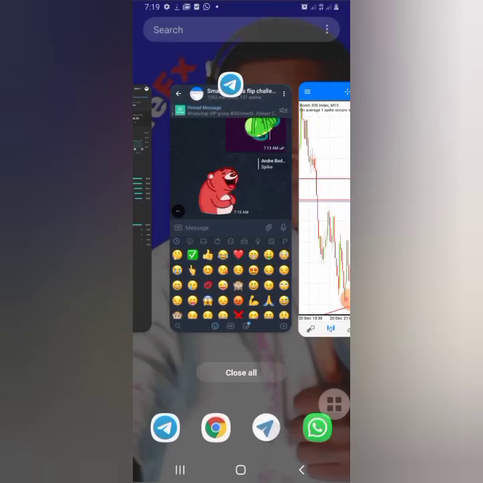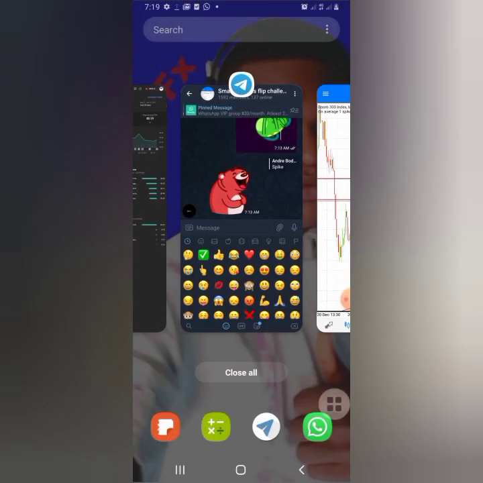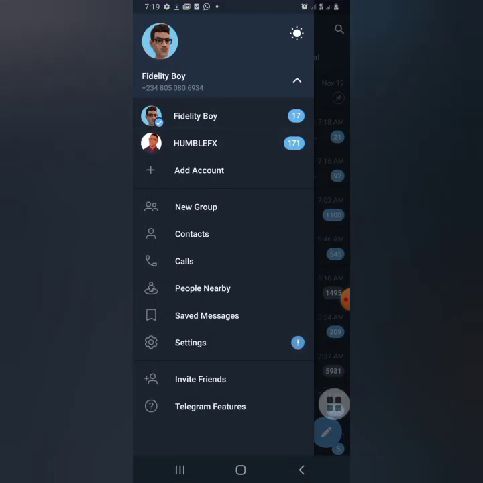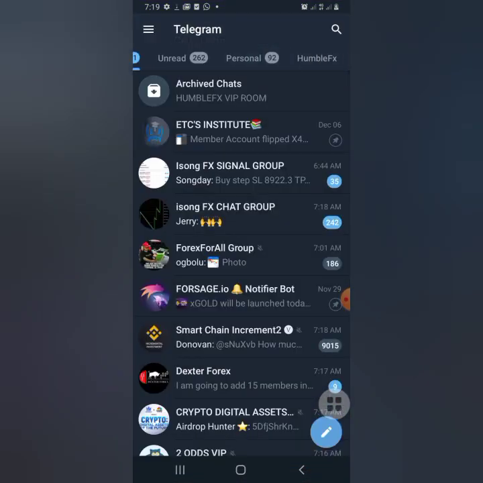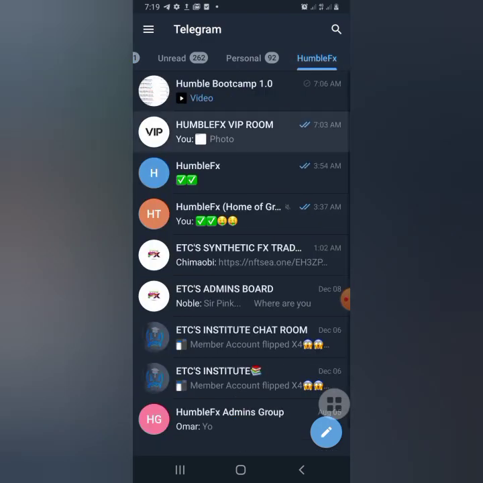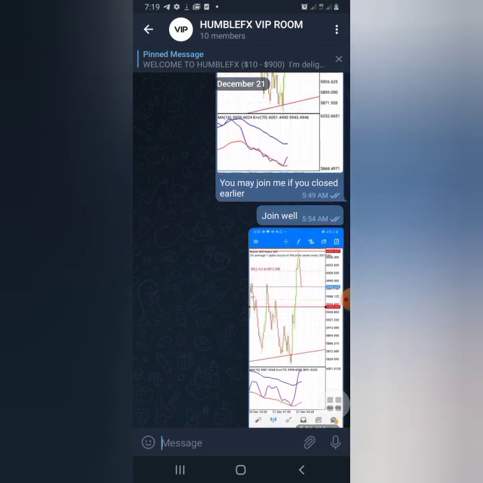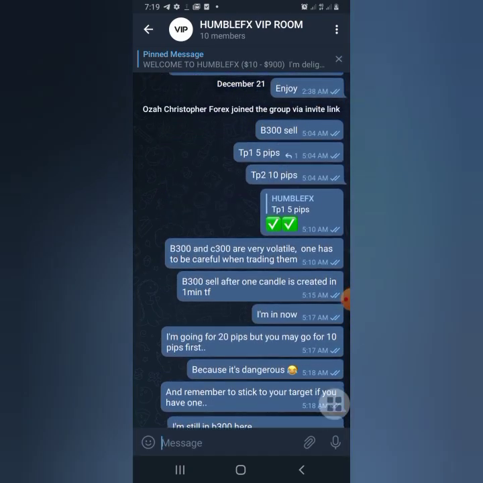We have done many trades on this on my VIP group. We have done lots of trades on that today, and we have made some good profit. Look at that. We have traded it so much today.